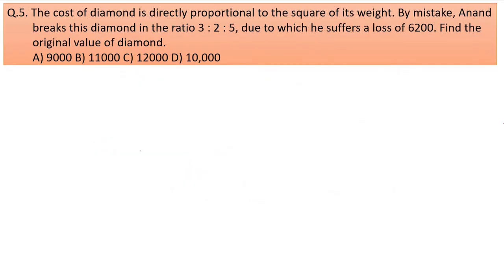The next question: the cost price of a diamond is directly proportional to the square of its weight. By mistake, Anand breaks his diamond in the ratio 3:2:5, due to which he suffered a loss of 6,200. Find the original value of the diamond. Here we have a diamond whose value is directly proportional to the square of its weight. The diamond was broken into 3 pieces in the ratio 3:2:5. The total is 10.